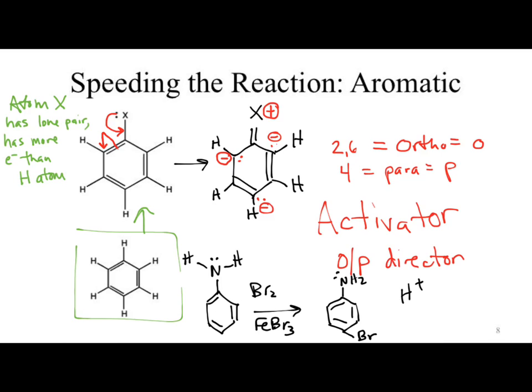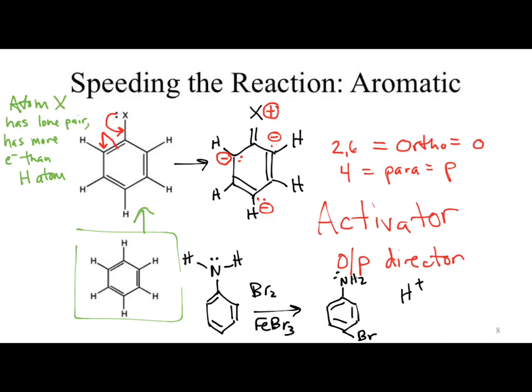Okay, so we've got an ortho-para director because of the nitrogen, which means when we do our reaction with the electrophile, in this case Br+, the bromine will substitute either at your ortho or para positions. Okay? Does that kind of make sense?